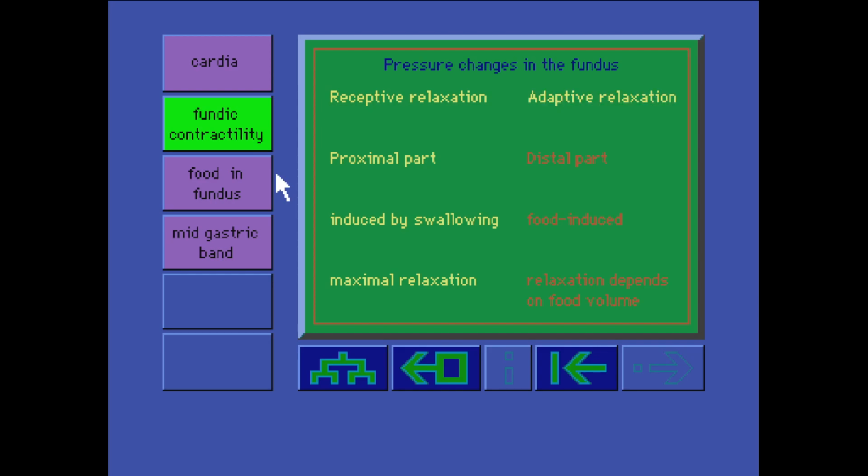Adaptive relaxation is a different phenomenon. Here, the distal part of the fundus is concerned. The relaxation of the muscle starts only as food enters the stomach. Finally, the relaxation is not necessarily maximal, as it depends on the amount of food ingested.